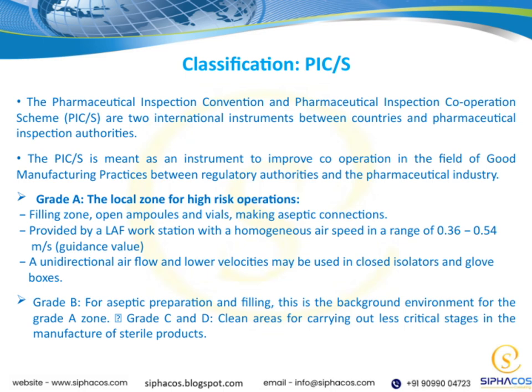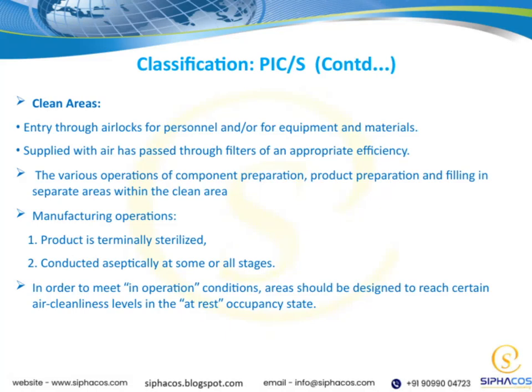So overall, these classifications, guided by PIC-S standards, help us maintain a structured, consistent approach to environmental control in sterile manufacturing. Let's talk about the clean areas. These are designated spaces where strict control of contamination is essential. Entry into these areas is only through airlocks, which serve as a buffer zone for personnel, equipment, and materials. This helps prevent any unwanted particles or contaminants from entering the clean zone.